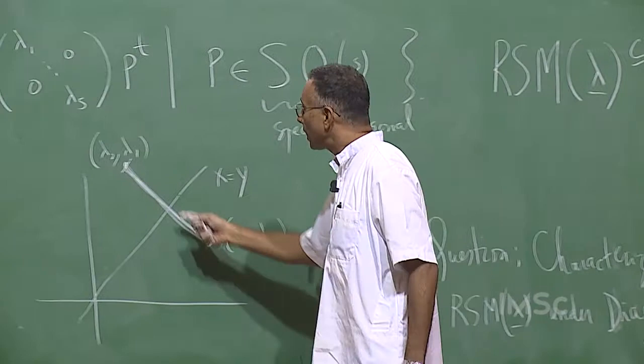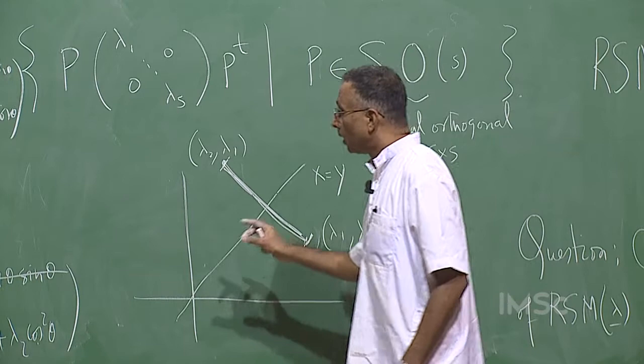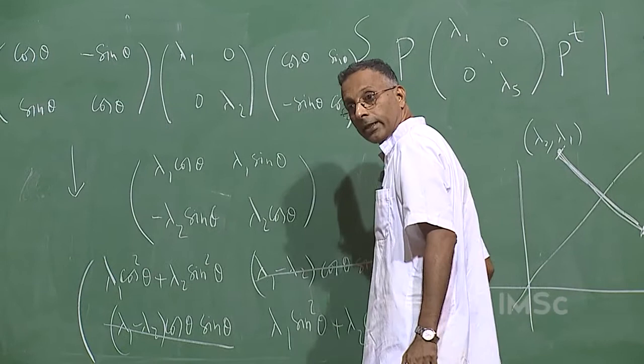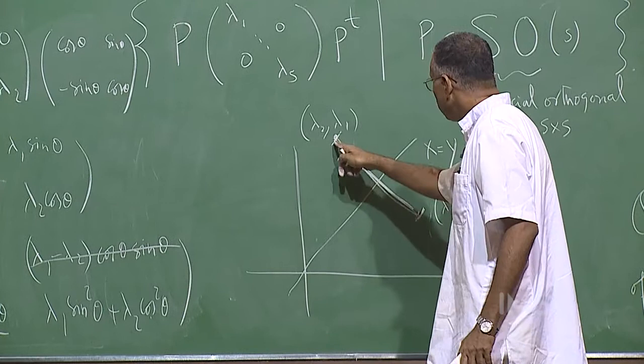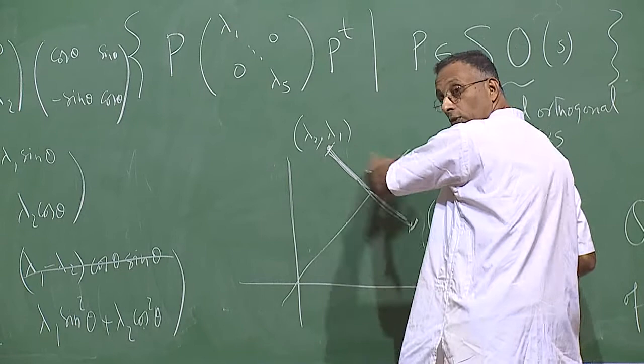Okay? In particular, you see that the first entry cannot exceed, it has to be between lambda 2 and lambda 1. So if I take a real symmetric matrix and look at the first entry, what we are saying is the first entry must be between the two eigenvalues. So does the second entry. In fact, the diagonal entries must live on the line segment between these two points, lambda 1, lambda 2 and lambda 2, lambda 1. Okay?